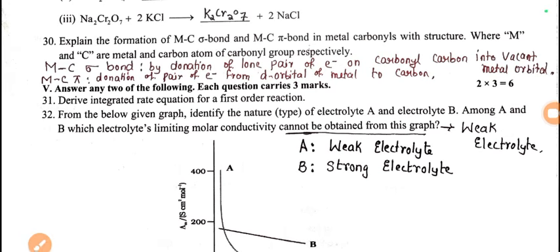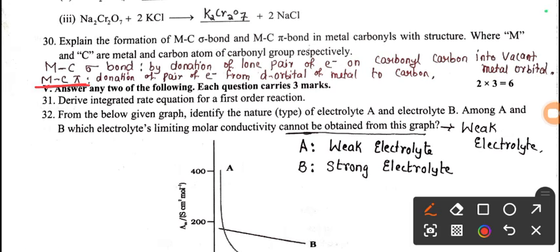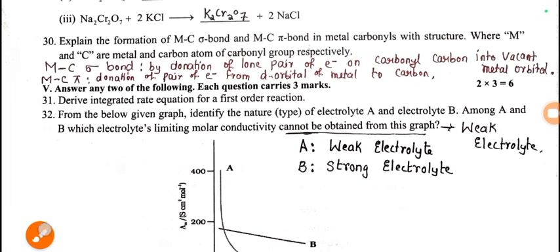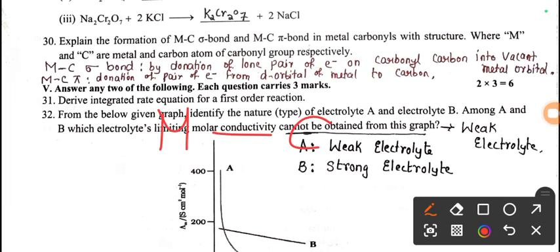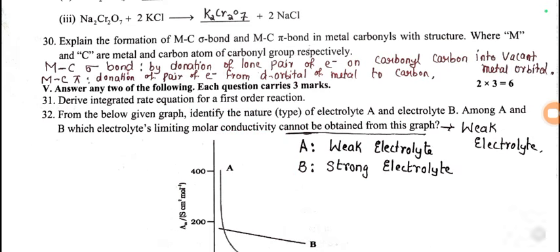Similarly, the metal carbon pi bond is formed due to the donation of a pair of electrons from the d orbital of the metal to the carbon. So the metal carbon sigma bond is due to the donation of a lone pair of electrons present on the carbonyl carbon to the vacant d orbital of the metal. Similarly, the metal carbon pi bond is formed due to the donation of a pair of electrons present in the metal d orbital to the antibonding orbital of the carbonyl carbon. This way they are going to form.